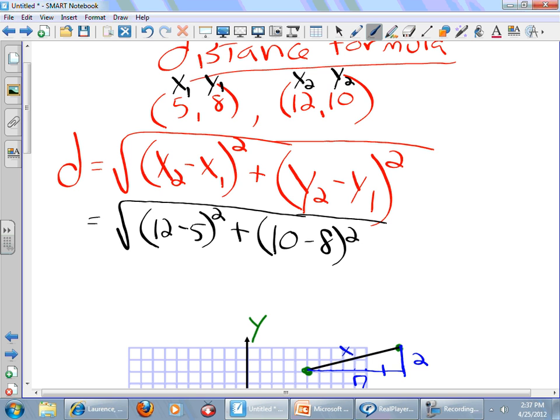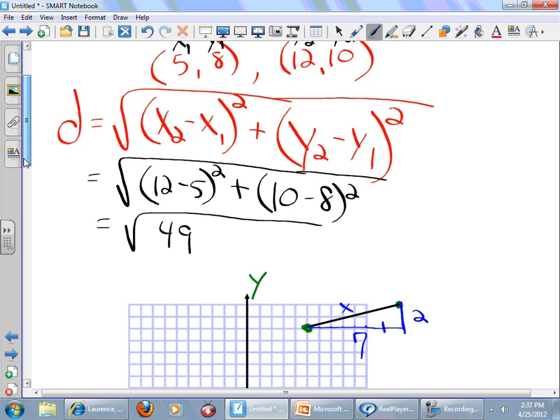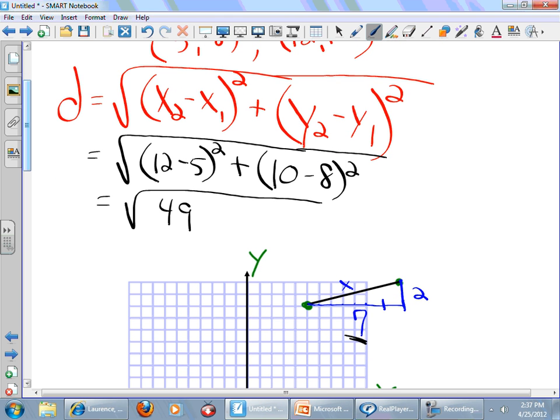Okay? So 12 minus 5 is 7. 7 squared is 49. All right, notice we had a 7 right here, didn't we? 10 minus 8 is 2. 2 squared is 4. Hey, we had a 2 right there. Coincidence? I think not. So this becomes the square root of 53. And to estimate that, I know it's going to be a little bit more than 7. Probably about 7.3, but I'll take the square root of 53 on my calculator. And I got 7.28, so it's approximately 7.28. My estimation of 7.3 was pretty close.